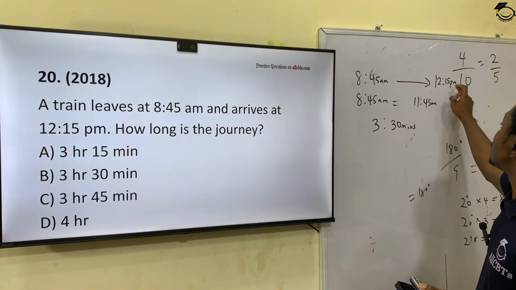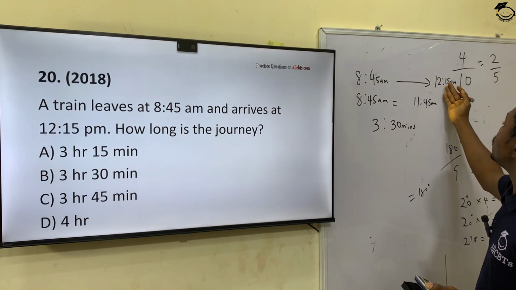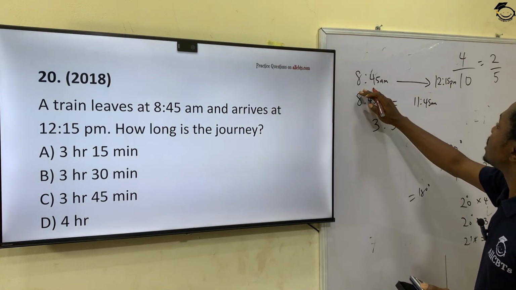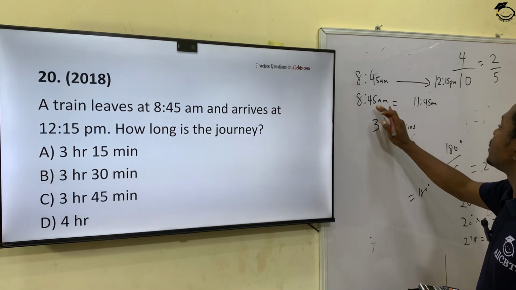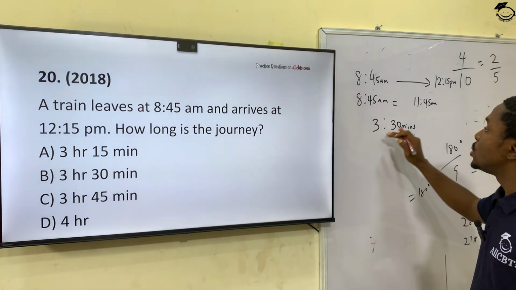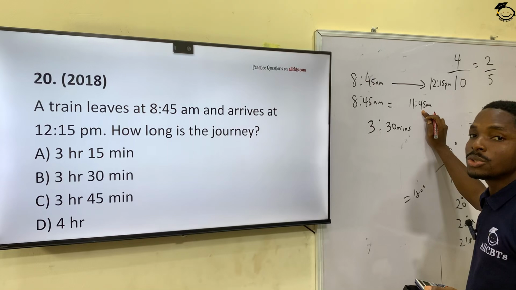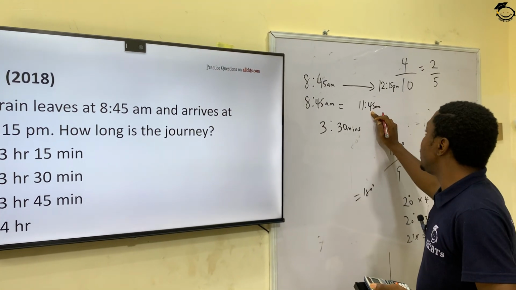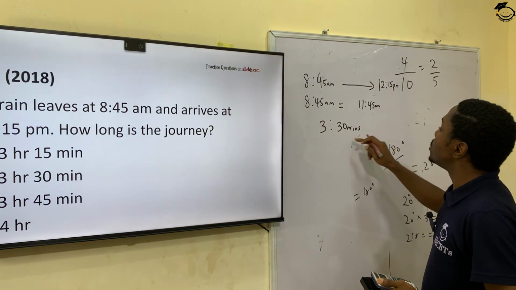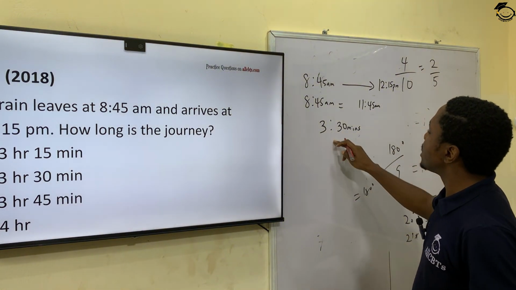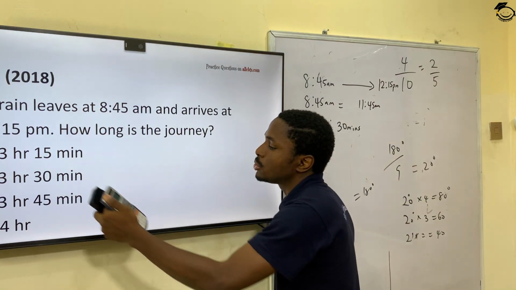So 8:45 to 12:15. First of all, you look at the closest time that matches with 8:45 so that you can make a good subtraction, which will be 11:45, and that's 3 hours difference. So then you have 15 minutes to complete to 12 noon here, and then you have 15 minutes after 12 noon. By the time you add both 15 minutes together, you have 30 minutes. So that's 3 hours, 30 minutes. Option B.